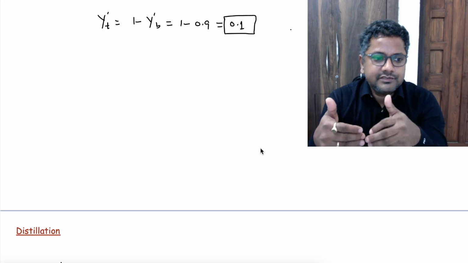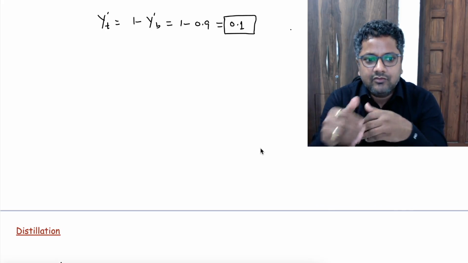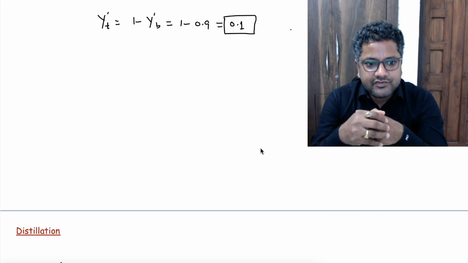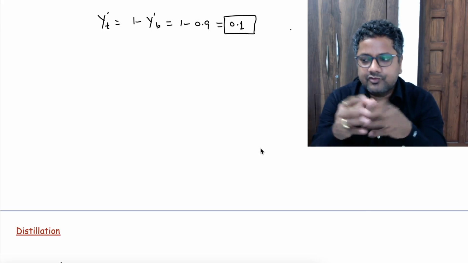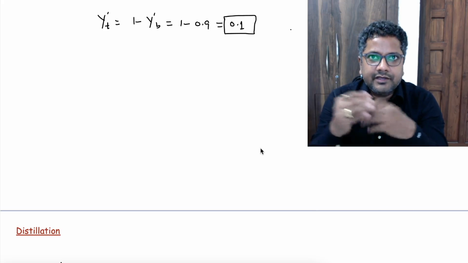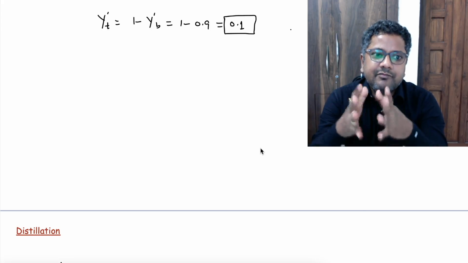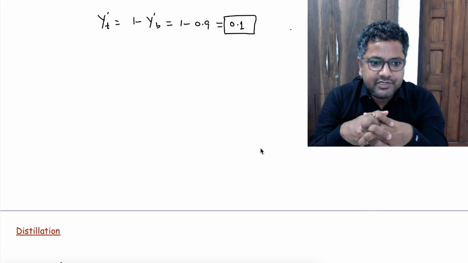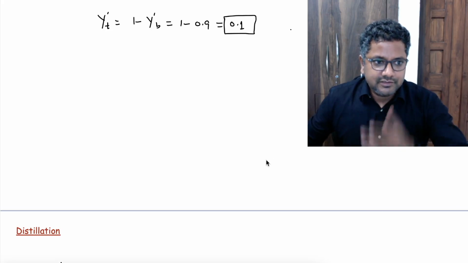I'm going to discuss how to apply this Raoult's law for the distillation of volatile components from the mixture. Suppose that two liquids were given, and it is asked, okay, do the fractional distillation. So what is the concept behind the fractional distillation and so-called distillation? So in this lecture I will try to discuss that.